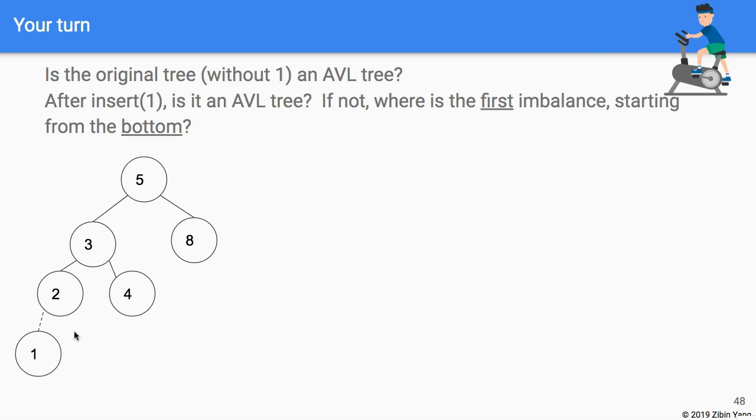After the insertion, ask yourself, is it still an AVL tree? And if it's not, where does the imbalance occur? And if there are multiple imbalances, where is the one that you want to fix? And remember what we said, we want to fix the ones starting from the bottom up.